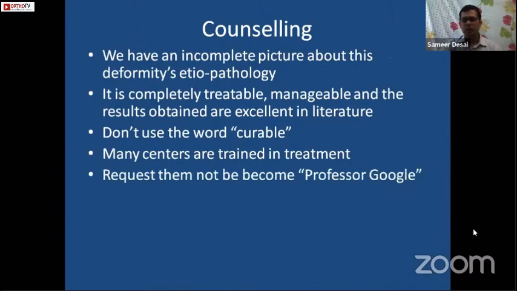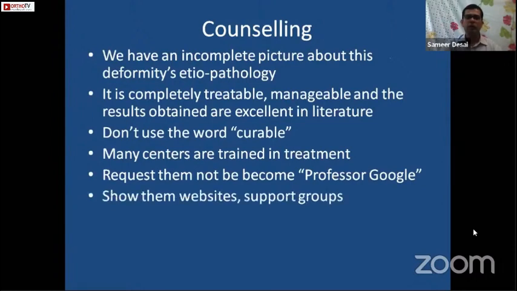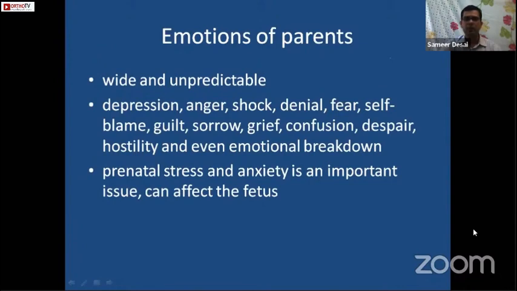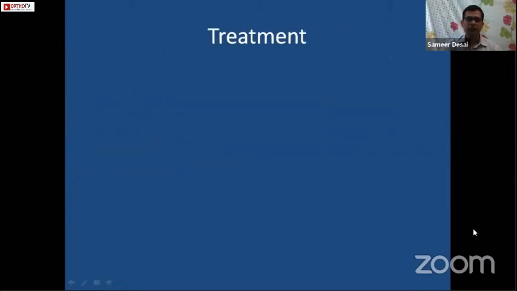Don't become Professor Google. A lot of parents do a lot of Googling, and on the net they will always find the worst case scenario. Very few people will put the best case scenario. So avoid doing a lot of Googling. Show them websites and support groups, and ask them to meet other families. There are a lot of websites and Facebook pages that the parents can see. We also have to deal with the emotions of parents. They can be widespread and unpredictable, and these are the various emotions of the parents that we will have to face.